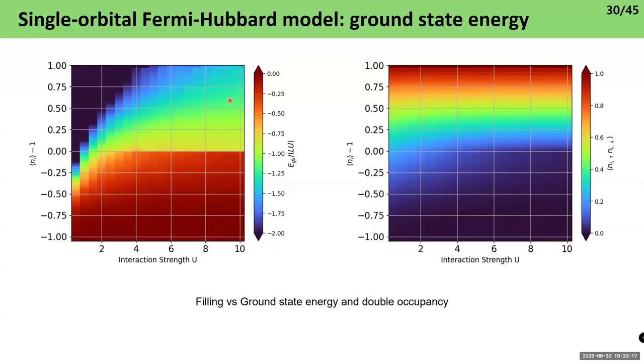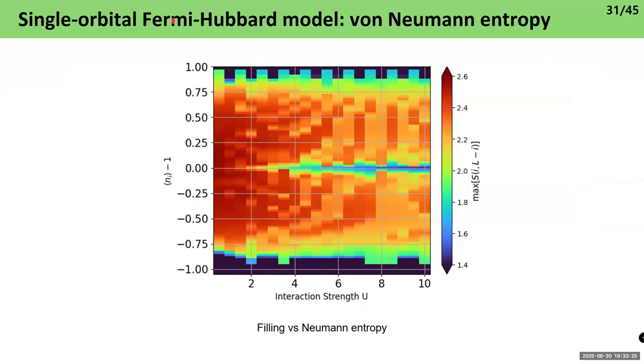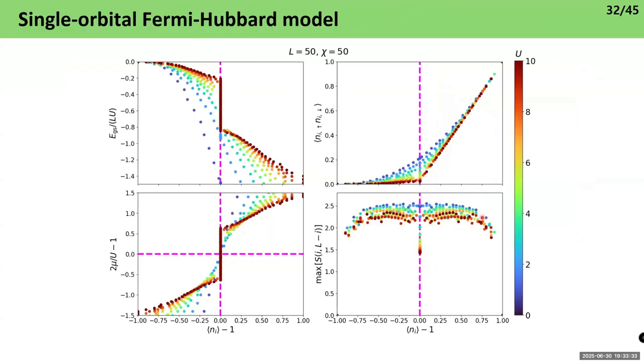But there is no gap when it is not half filling. So it means that there will be different phases at half filling for this Fermi-Hubbard model. That's also true if you look at the von Neumann entropy. So if you plot it in the graph, then at half filling, the ground state energy per site per interaction, there is a sudden jump.